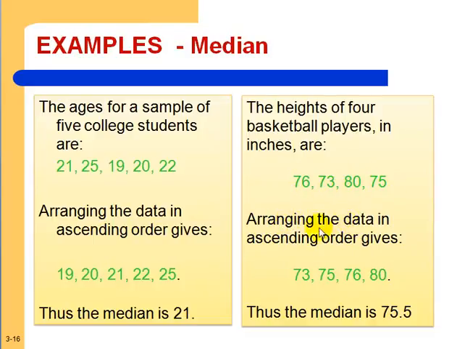First, arrange the data in ascending order. We get 73, 75, 76, and 80. Then the median is the average of the middle two values. So the median is 75 plus 76 divided by 2, and we get 75.5. So this 75.5 is the mean of these two data values.